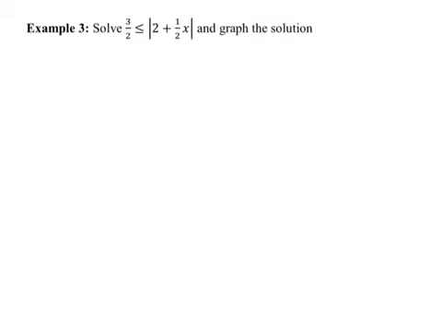Example 3 tells us that 3/2 is less than or equal to the absolute value of 2 plus a half x. And we want to solve this. So what this is really saying, if we think about it in the previous manner with our table, we're saying this: this quantity here is bigger than or equal to 3/2. Well, when some quantity x in an absolute value is bigger than another number, it's going to be an OR statement.